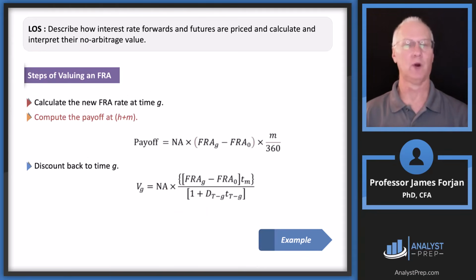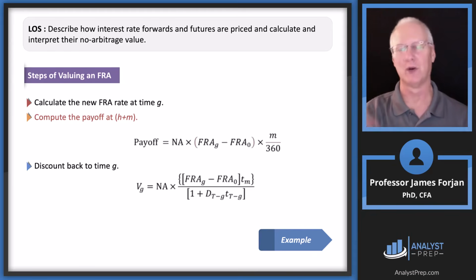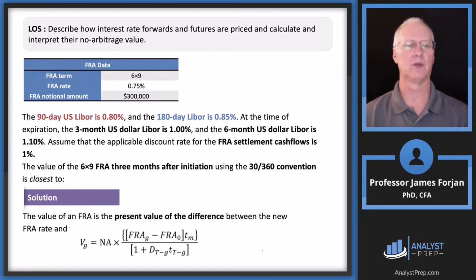Now the question becomes, just like we did with the forwards and the futures, let's go ahead and value these things. Calculate the new FRA rate at time g. So all we're going to do is look at the payoff. We take our FRA rate at time period g, sometime in the future, minus that first initial rate, and then adjust it for time, M over 360, times whatever that notional amount is. Remember I said earlier that with the FRA, you're almost always going to be given a notional amount. And then, of course, you have to take the present value. So let's work through an example here.